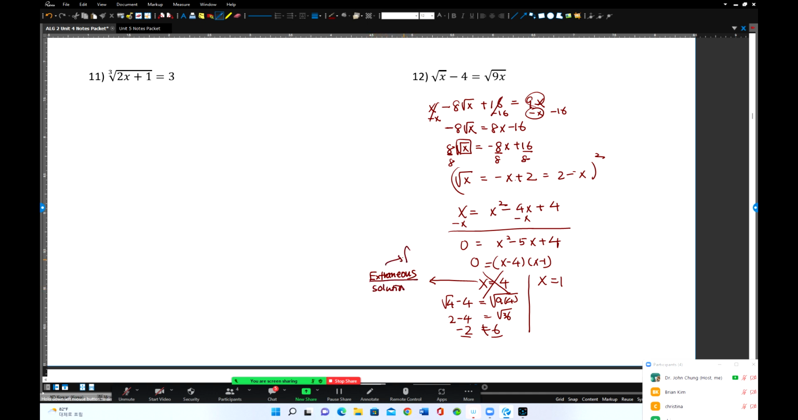Extraneous means what? Fake. It's not real solutions. Now put this number 1 there. Square root 1 minus 4. This also what? Negative 3. This is a positive 3. Can be equal. This also is extraneous. This is no solution. Actually, this is what? No solution.